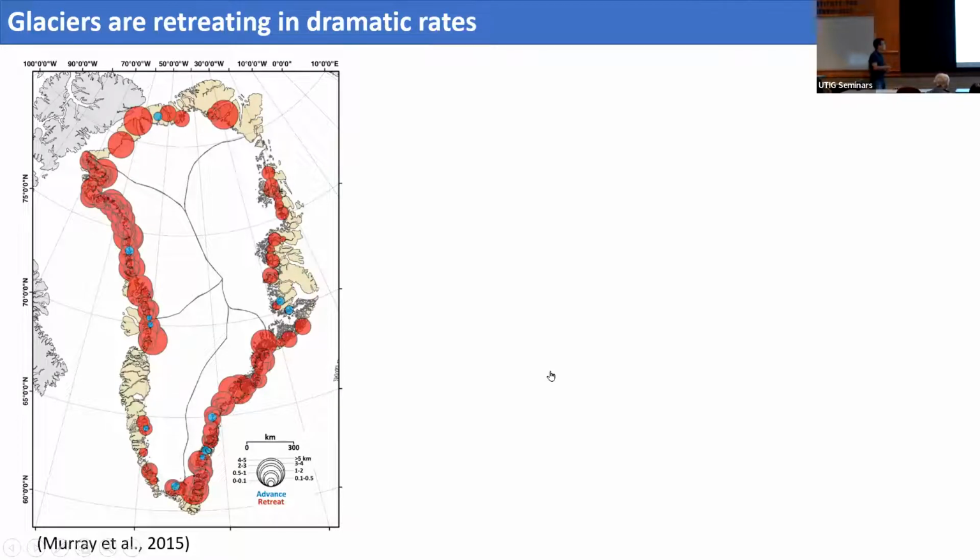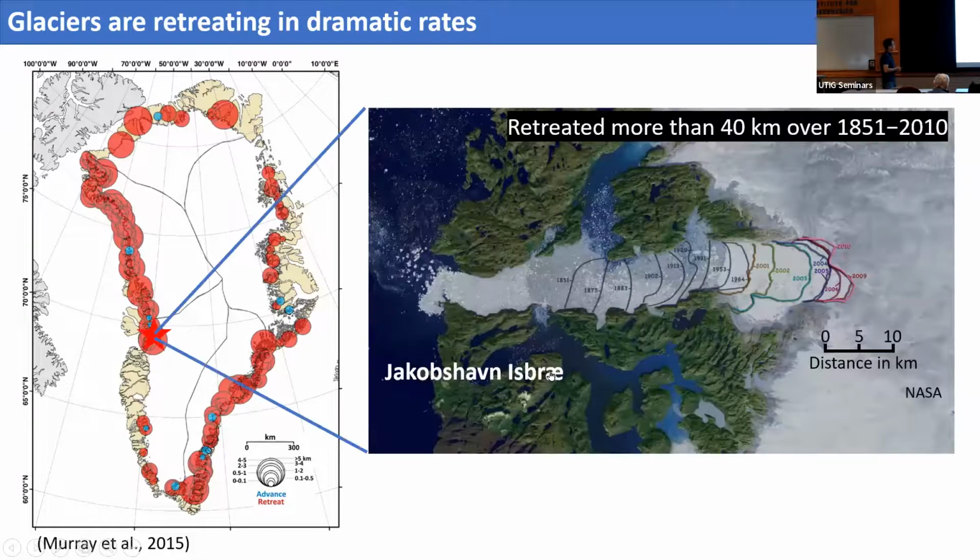So this is a map of the glacier retreat rates. The red means glaciers are retreating, blue means the glaciers are advancing. And we can see from this map that almost all the glaciers are retreating. And here's the largest glacier in Greenland, Jakobshavn. This glacier retreated more than 40 kilometers over 1851 to 2010.